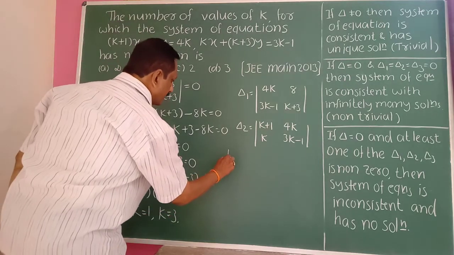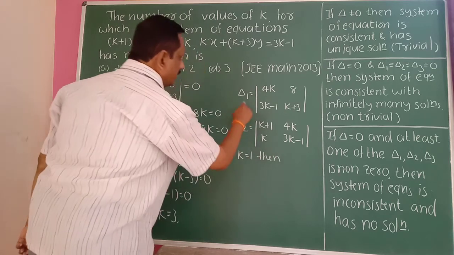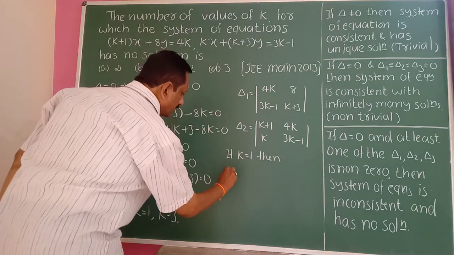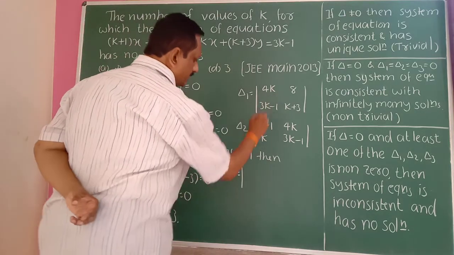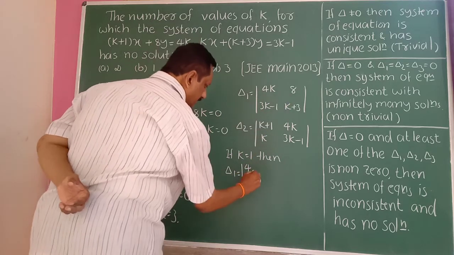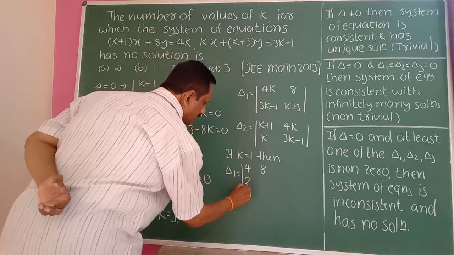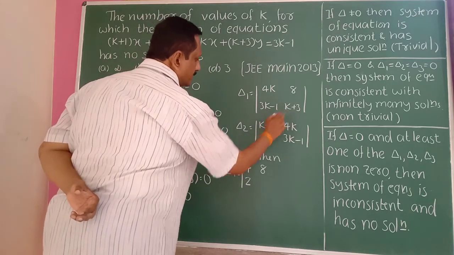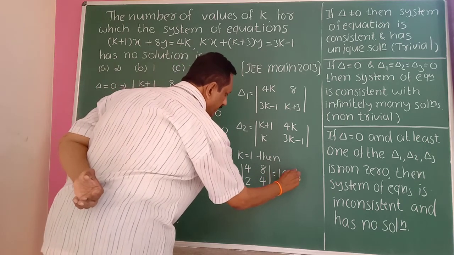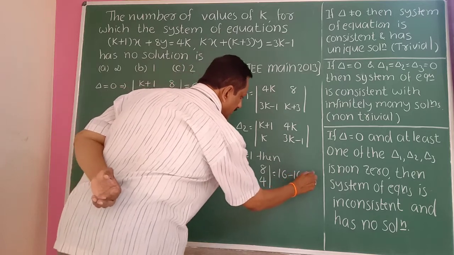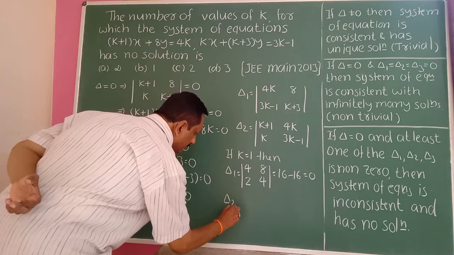If k is equal to 1, then delta 1 is equal to the determinant of, put k value 1 here. 4 ones are 4, then 8. Then k value 1 here, 3 ones are 3 minus 1 becomes 2, and 3 plus 1 becomes 4. Therefore, 4 4s are 16, 8 2s are 16. So 16 minus 16 becomes 0.